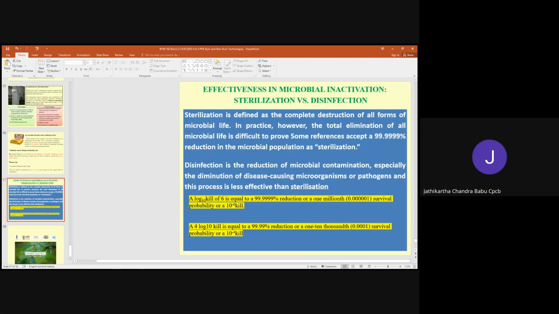About the efficacy, what is the difference between sterilization and disinfection? Sterilization is nothing but the complete destruction of all forms of microbial life. In practice, we use autoclave, microwave, or hydroclave, and using these we can achieve an efficacy of about 99.9999%. Whereas disinfection is the reduction of microbial contamination, especially the diminution of disease-causing microorganisms or pathogens, and this process is less effective than sterilization. Therefore, the efficacy of disinfection is only about 99.99%, whereas the efficacy of sterilization is 99.9999%. Therefore, sterilization is the reliable process one can adopt for treatment of waste.